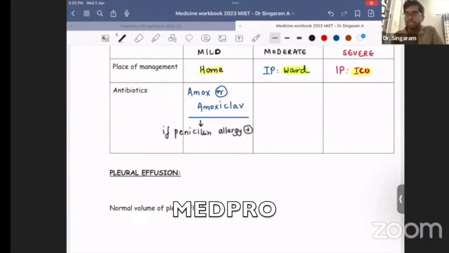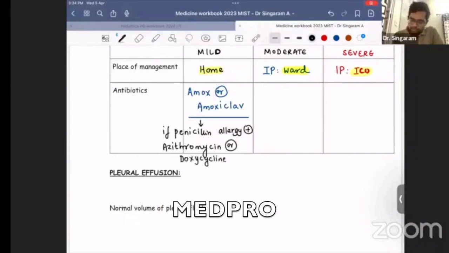if it's a penicillin allergy patient, what do you have to give? You can give something like a macrolide, that is azithromycin, clarithromycin, like that. I will write one example. You can give azithromycin, or you can go for doxycycline.